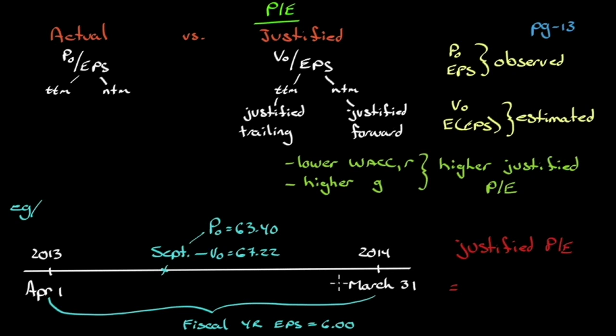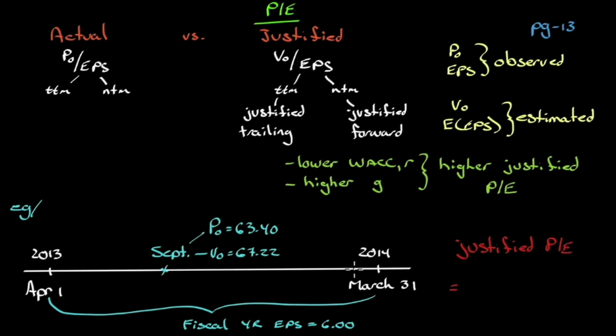So let's look at an example down here. Let's say a company's fiscal year goes from April 1st, 2013 to March 31st, 2014. And in September, you do a valuation. You have an intrinsic value per share of the company of $67.22. The price in the marketplace happens to be $63.40. Your fiscal year 1 earnings per share, $6. We call it fiscal year 1 because that's the fiscal year we're in. We have an earnings per share of $6. And we're here April to September. We still have to go to the next March.